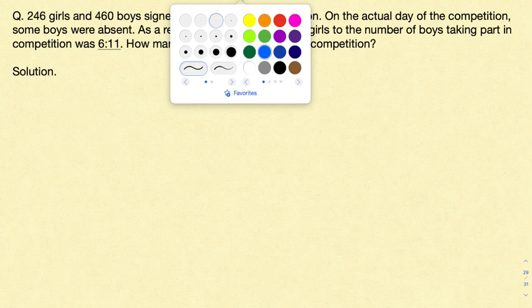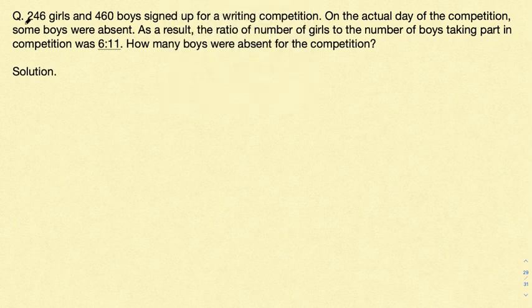So what we have here is there are 246 girls and 460 boys who have signed up for a writing competition. But on the actual day of the competition, some of the boys were absent, and as a result of this, the ratio of the number of girls to the boys is 6 is to 11. So we have to find out how many boys were absent.